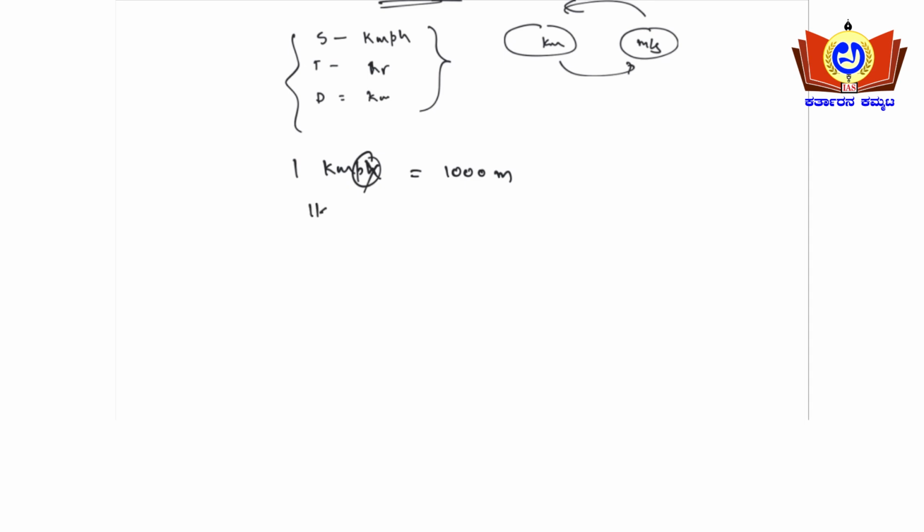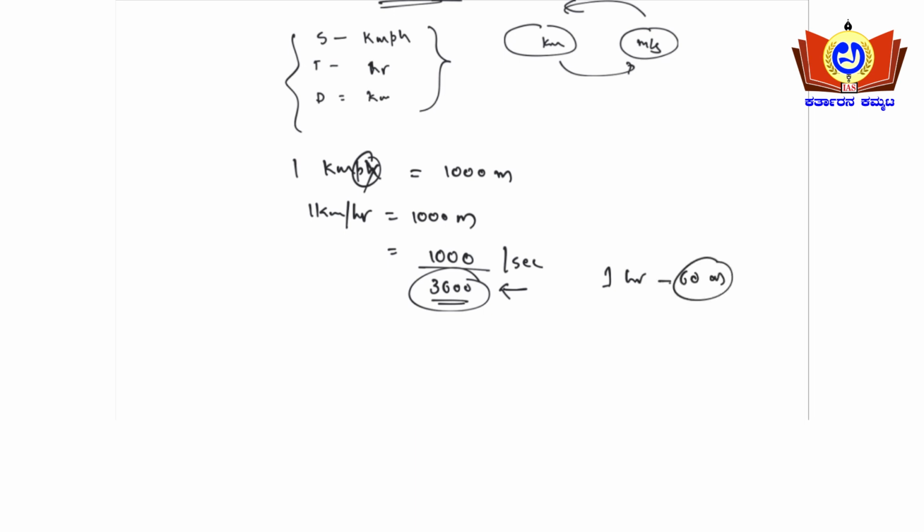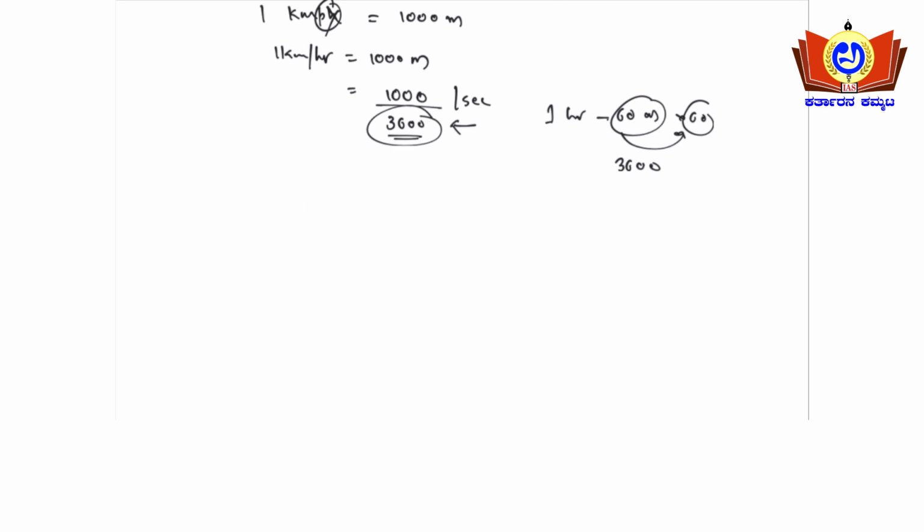Okay, 1 kilometer will be equal to 1000 meters, right? So then 1000 meters by 3600. Why did I write 3600 here? Because I have kilometers per hour here and I need per second. In 1 hour, 60 minutes will be there, and in each minute 60 seconds will be there. So 6 6s are 36, so 3600. Okay, 1000 divided by 3600, 2 zeros get cancelled, 10 divided by 36 equals 5 by 18.